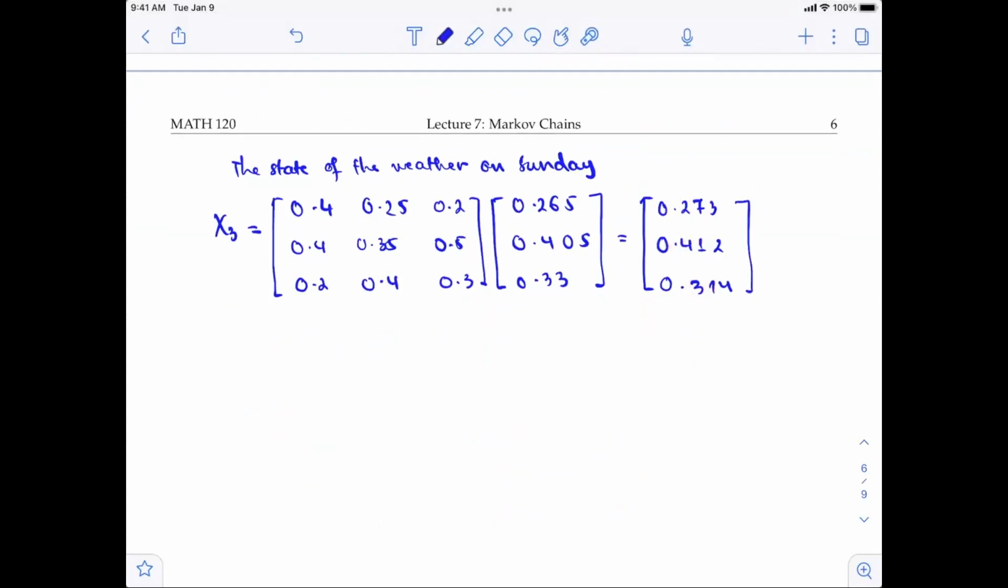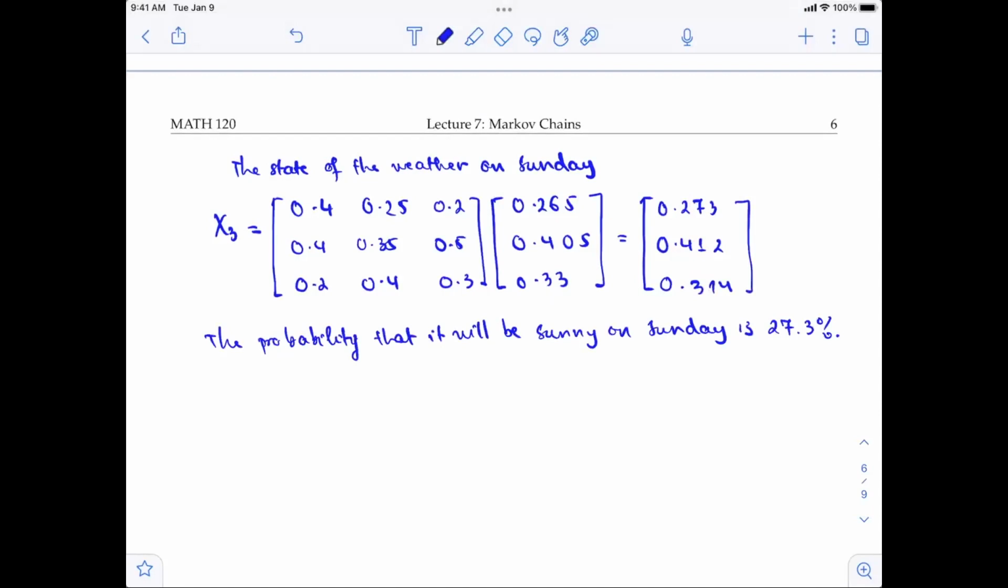So I can answer the question: what is the probability, or what is the chance that it will be sunny on Sunday? I can answer that the probability that it will be sunny on Sunday is 27.3%. Okay.